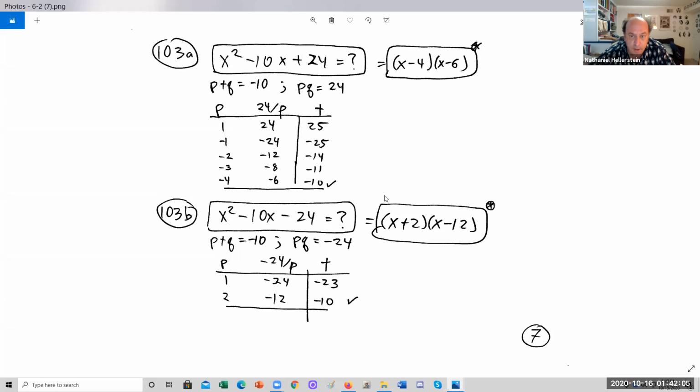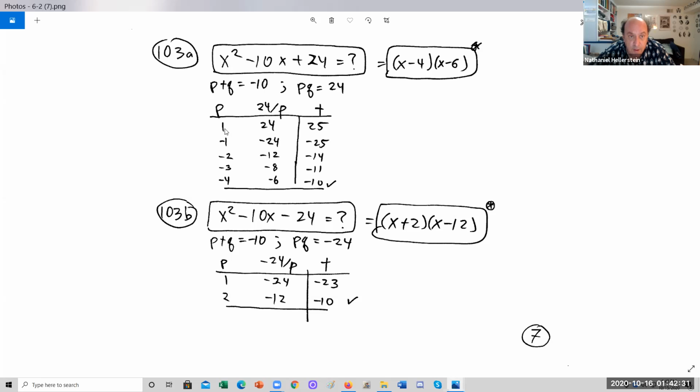103A and B, similar problems. x squared minus 10x plus 24, and x squared minus 10x minus 24. I'm going to go through this in fuller detail. Okay, for this one, the sum P plus Q has to be negative 10, and their product has to be positive 24. So we have Q equal to 24 over P, and then we look for the sum.